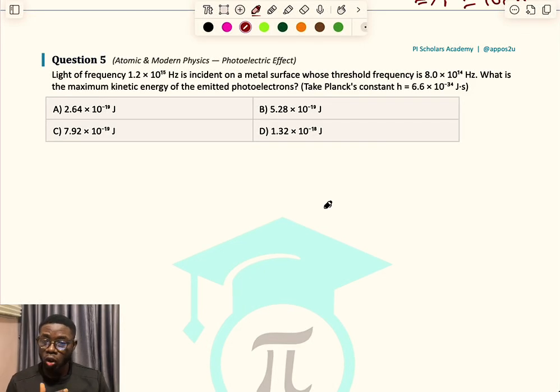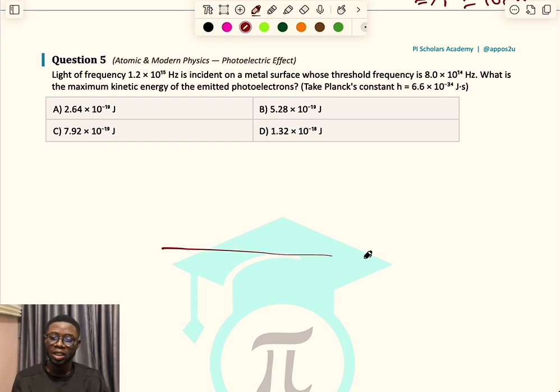Question number 5 is on atomic and modern physics, and it will be dealing with the photoelectric effect. We have a light of this frequency, which is incident on a metal surface, and the threshold frequency is this. By the way, the threshold frequency of a particular material is a kind of property of it. It does not vary. Every material has its own threshold frequency. So this particular metal has a threshold frequency of 8 times 10 raised to power 14 Hz. What is the maximum kinetic energy of the emitted photoelectrons?